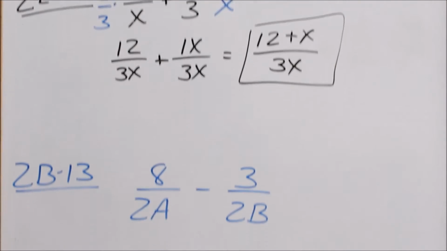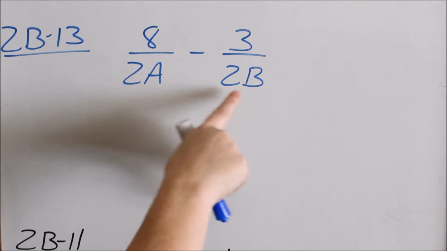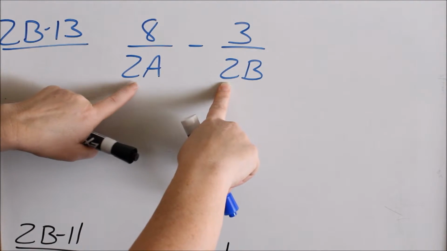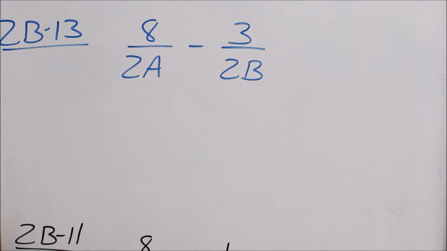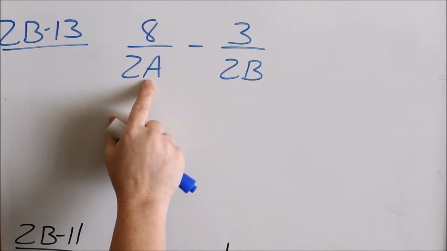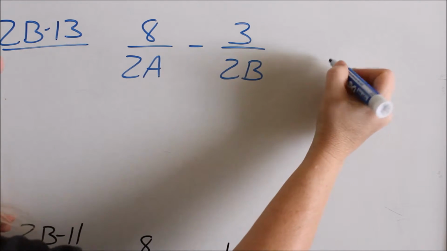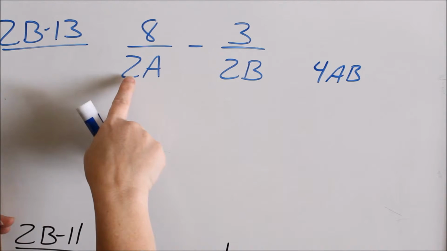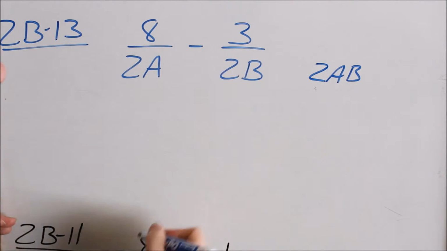Now let's look at 2b13. Okay, this denominator is 2a. This one is 2b. They each have a 2 in it, so that's in common. But they each need to have an a and a b. Worst case scenario, you can multiply these two things together. 2a times 2b is 4ab. So you can use 4ab as your common denominator, or, given that they already have a 2, I'm just going to use 2ab.